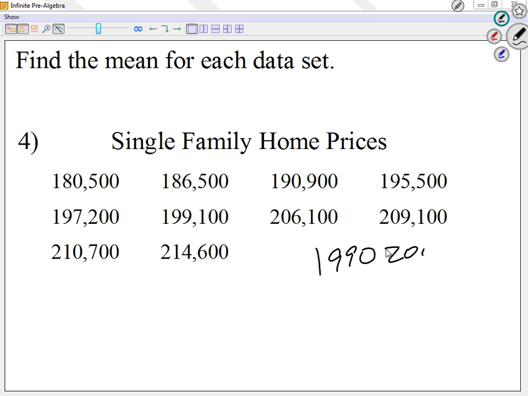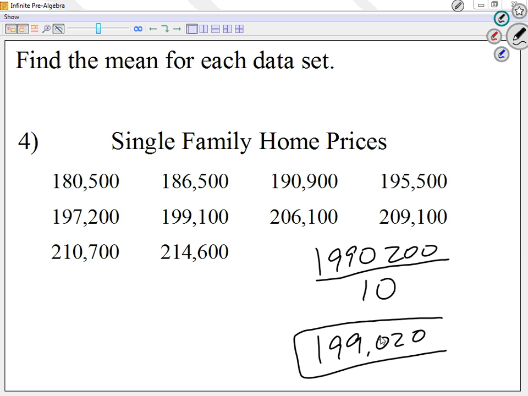So if I add everything, it gives me 1,990,200. And I have to divide this by 10 because there's 10 numbers. So it's going to give me 199,020. Right, I divided by 10 because there's 10 of them.